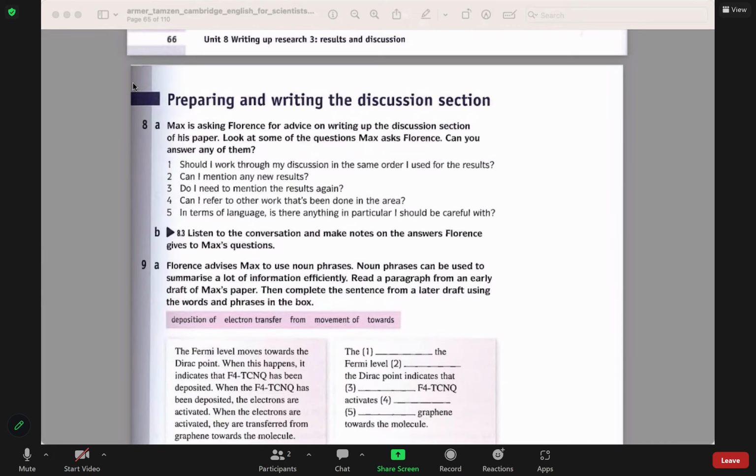Well, you can use noun phrases. That's a quick and easy way to sum up your results without having to describe them all over again. Right, I see. So I'm not actually repeating the results, more summarizing them further. And can I refer to other work that's been done in the area? Oh, sure. It's good to tie your work into what others say to support your interpretation, or to other work you've done. And in terms of language, is there anything in particular I should be careful with? Well, the most difficult thing I think is being concise, not using too many words. But that's always a problem for me too, actually.